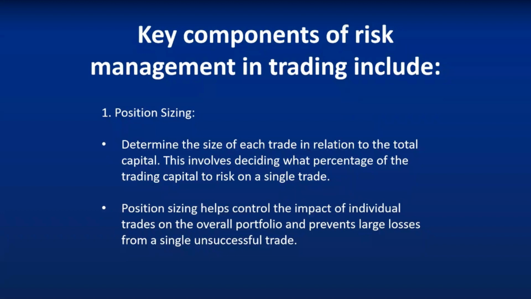Position sizing determines the size of each trade in relation to the total capital. This involves deciding what percentage of trading capital to risk on a single trade. What this means is, let's say you have a $10,000 capital. You don't want to go into the market and risk all $10,000 on one trade. You want to implement proper risk management, so you want to allocate a certain amount of capital to that particular trade.